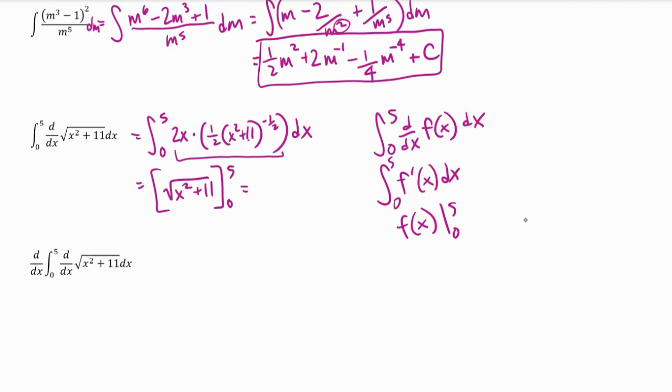So it goes away. And then I just get the square root of 25 plus 11, which is 36, minus the square root of 0. So that is 6.